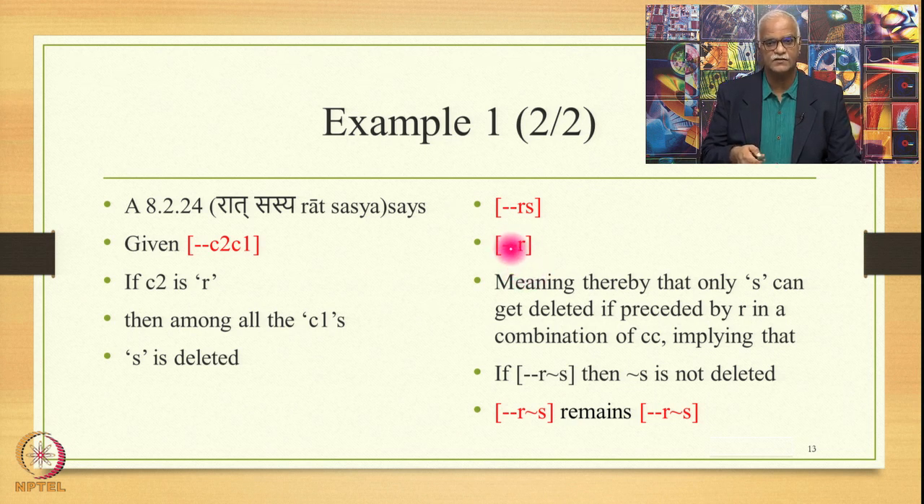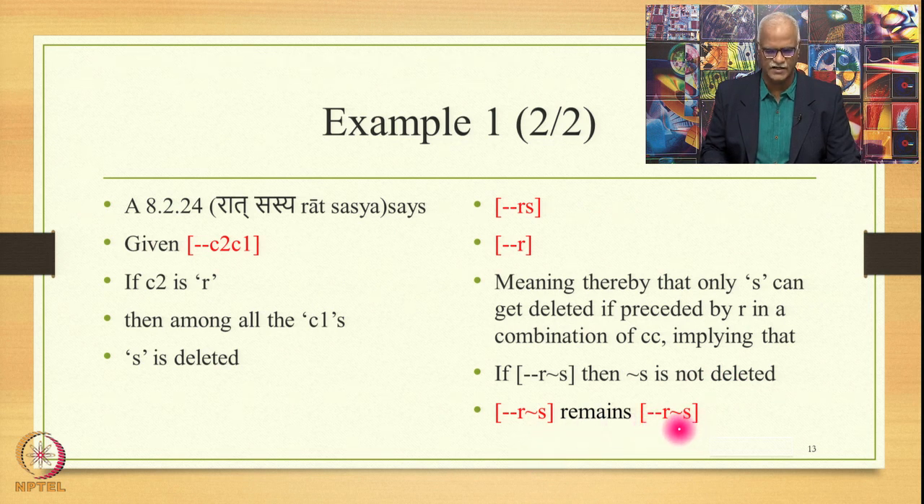Now you don't need to state this because this is already stated by 8-23. Still 8-24 is there saying the same thing. So this is the restatement, which then means that in this situation where C1 is Sa and C2 is R, then Sa gets deleted, which means that only Sa in the position of C1 gets deleted if preceded by R in a combination of two consonants, implying that if R is followed by non-Sa, then this non-Sa is not deleted. So this R, non-Sa remains as R, non-Sa.